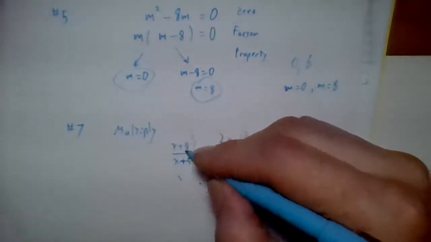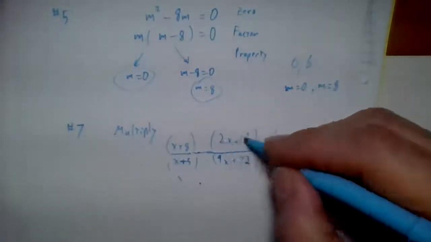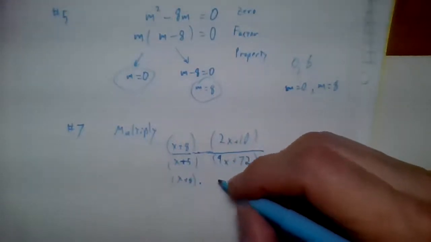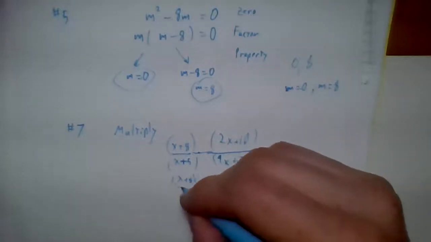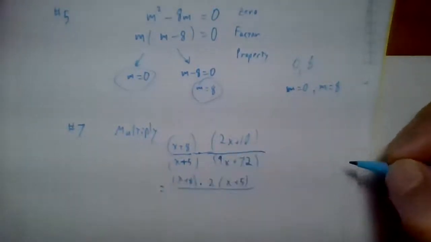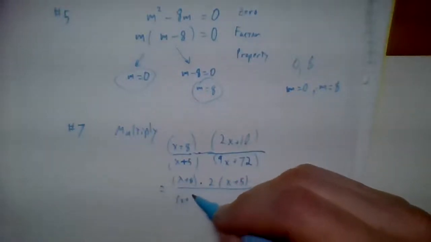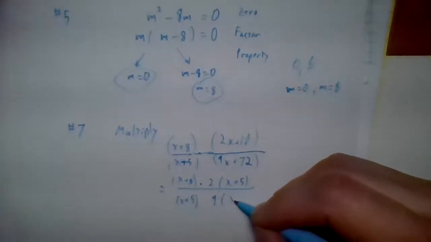Multiplying is just this. Put them together, make one big thing out of it, but I want to get factored form of these things. So x plus 8 is fine. This is 2 times x plus 5. It's the factored form of that one. 2 is your GCF. Here I got x plus 5. And here 9x and 72, I can factor out the 9.